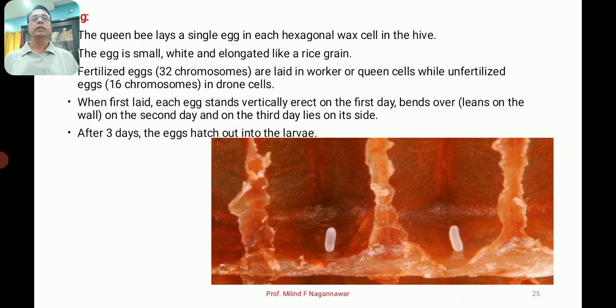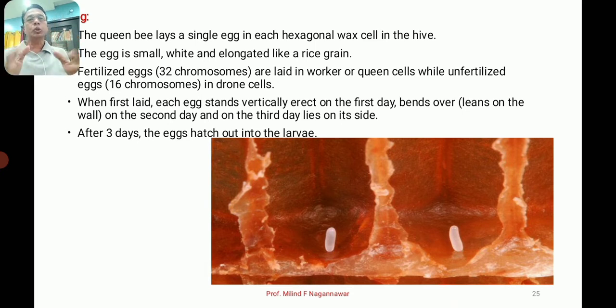The queen bee lays each egg in a single hexagonal wax cell in the hive, starting after 3 days of mating. The egg which is laid is very small, white and elongated, like a rice grain.